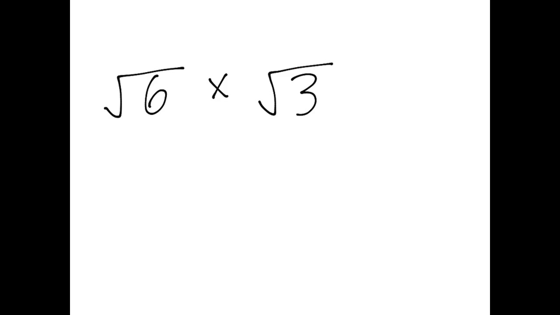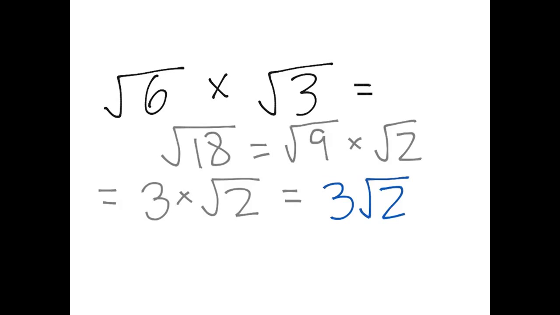Square roots can also be multiplied with each other. When you multiply square roots, you take the numbers inside the box and multiply them. For example, the root of 6 times the root of 3. All you have to do is multiply the roots together to create the square root of 18.